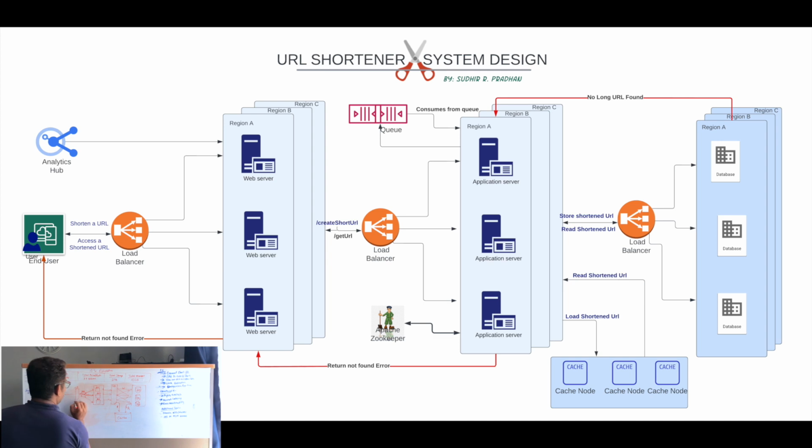So this will be the load balancer, this is the app server, and this is the load balancer, this is the database, right? And this is the cache layer, right? So this way we can really manage the whole system when it comes to scale.